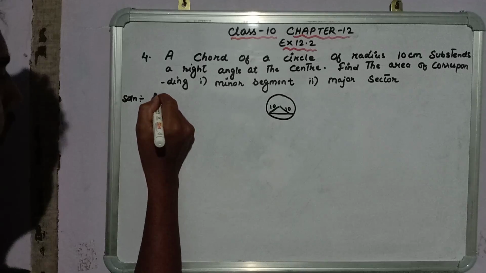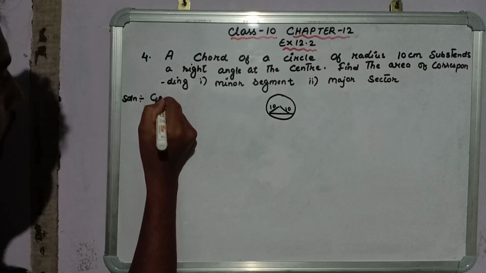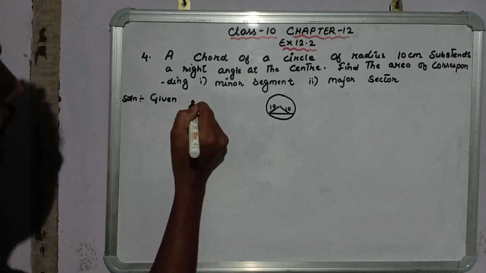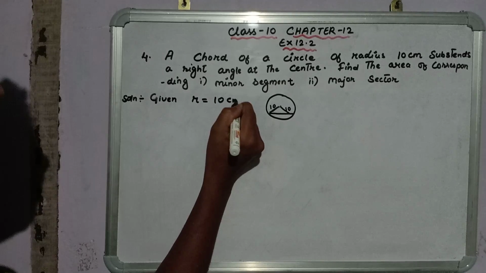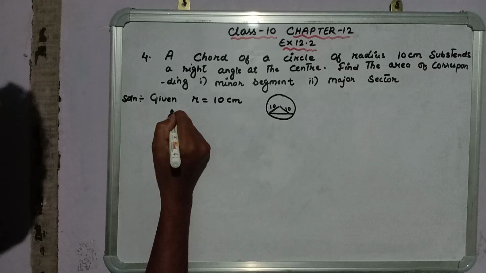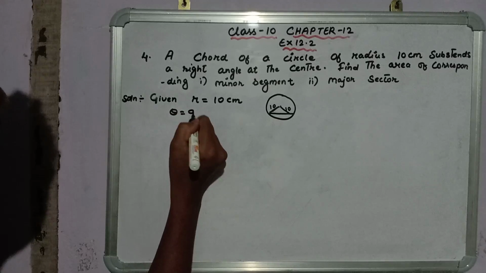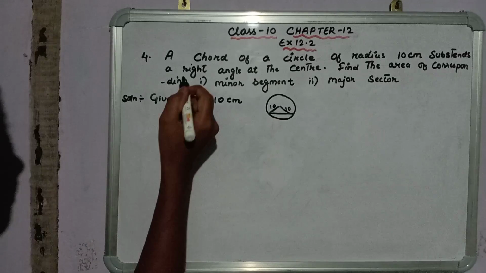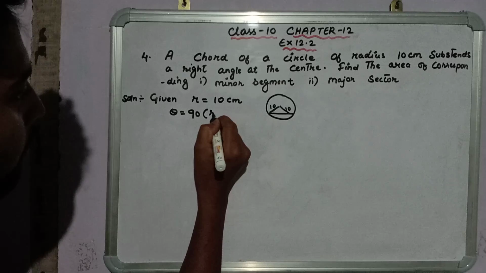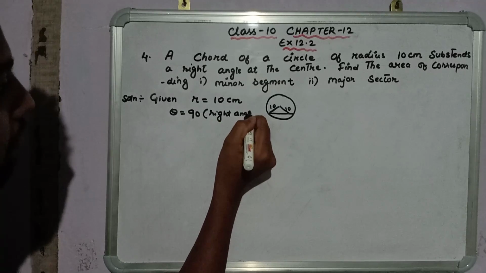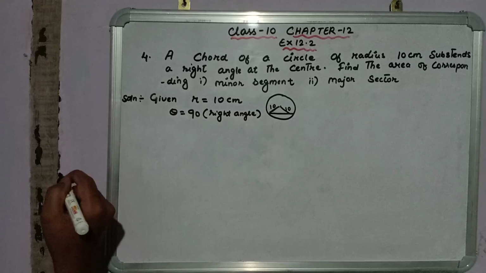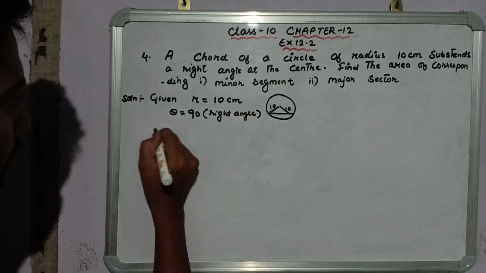So given, radius is equal to 10 centimeter, theta is equal to 90 degree. Why is it 90 degree? Since it is a right angle. So you have to write in bracket, right angle. So we will be finding the area of minor segment.